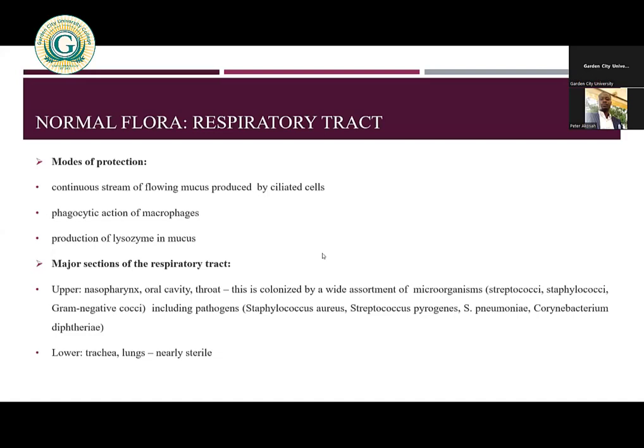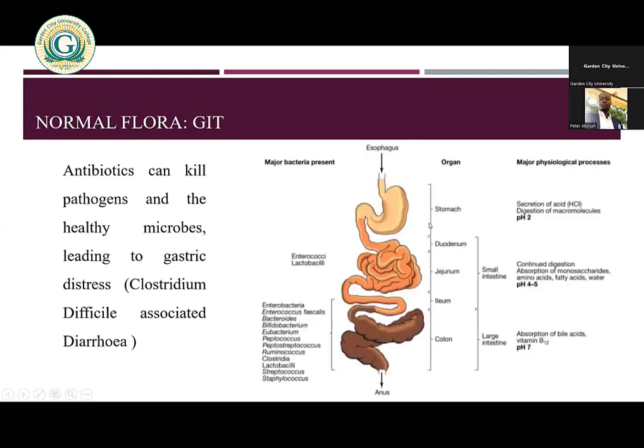Right. So we are saying that in the respiratory system, the upper part has microorganisms, and the lower part should be sterile. The moment a lab tells you that they identified a microorganism from the lower part or from a patient's sputum, straight away you should tackle that as an emergency. All right. And we have the GIT.